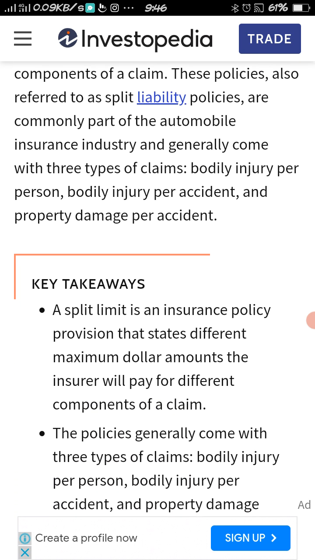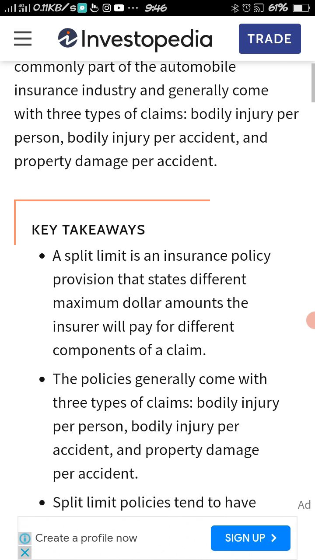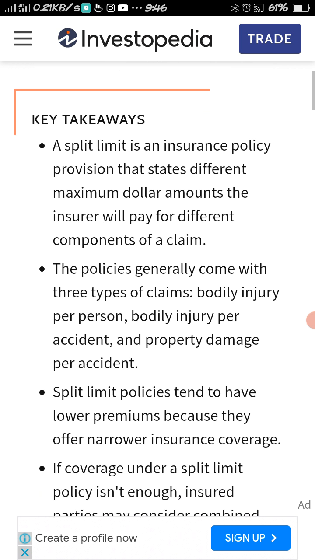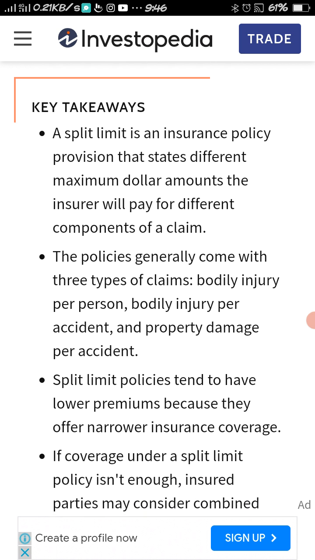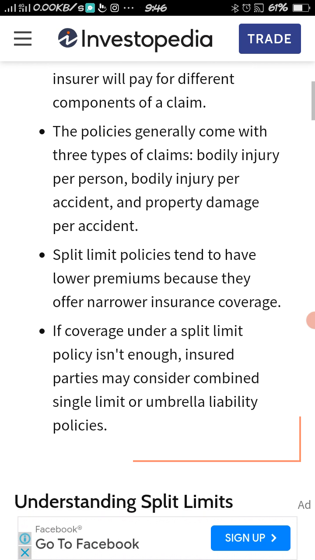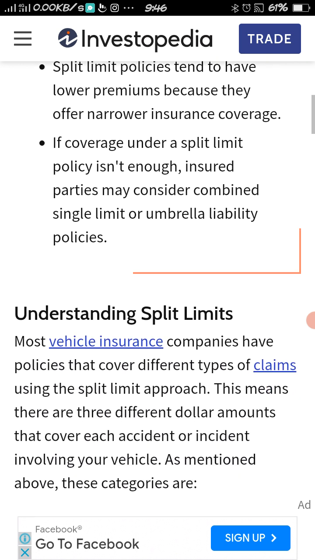Key takeaways: a split limit is an insurance policy provision that states different maximum dollar amounts the insurer will pay for different components of a claim. The policy generally comes with three types of claims: bodily injury per person, bodily injury per accident, and property damage per accident. Split limit policies tend to have lower premiums because they offer narrower insurance coverage. If coverage under a split limit policy isn't enough, insured parties may consider combined single limit or umbrella liability policies.